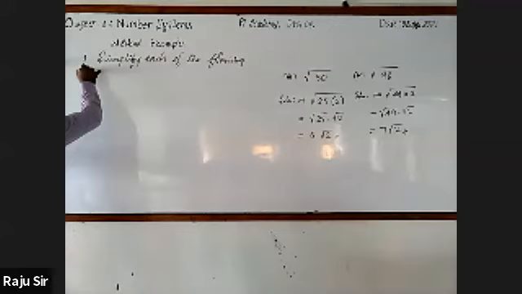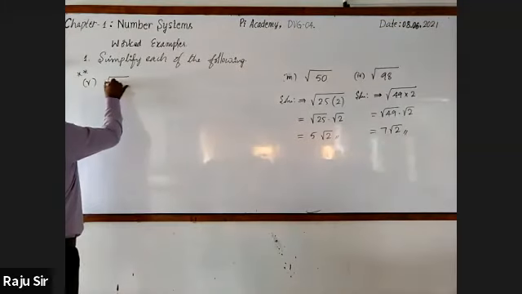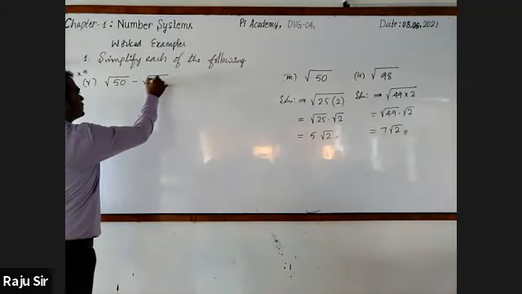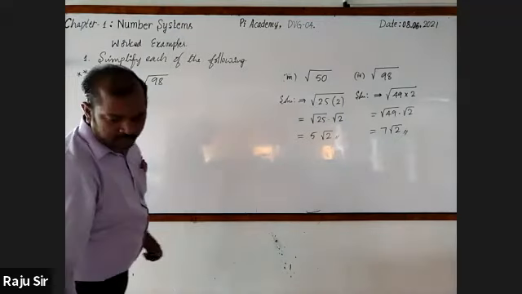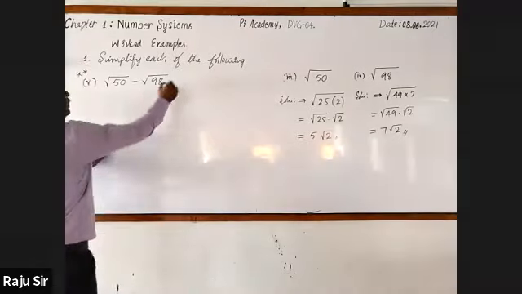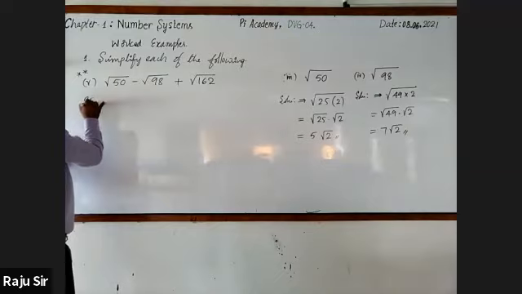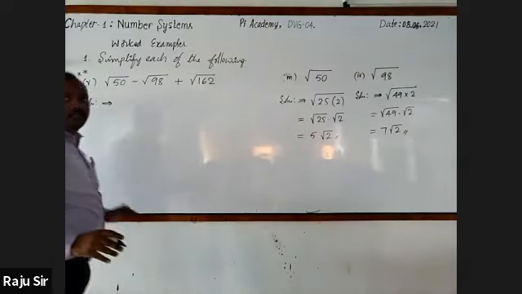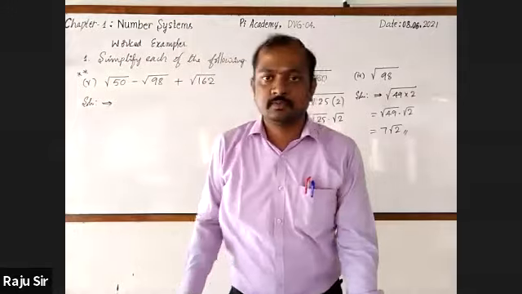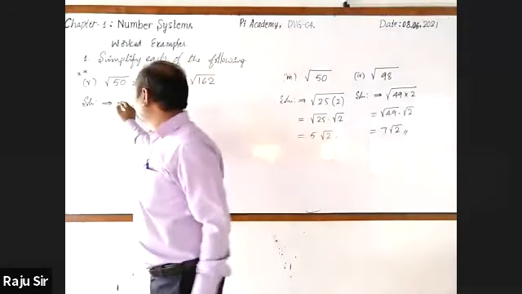Okay, sir. Next one, right. It was given in the examination, put a double star mark. It was given for 1 mark. It is square root of 50 minus square root of 98 plus square root of 162. Don't go for telling the answer directly. I'll give you the chance. Shreya, how to write 50?